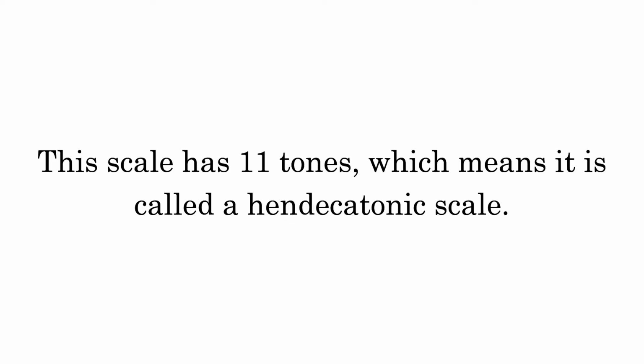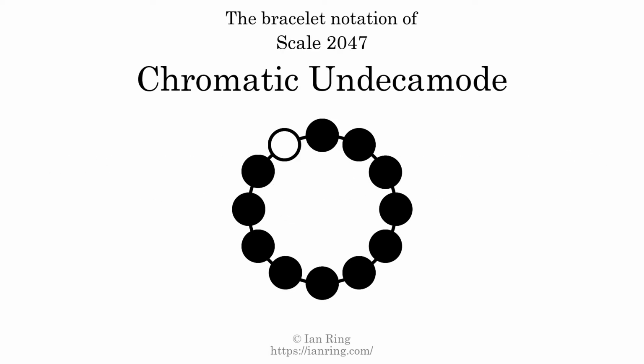This scale has 11 tones, which means it is called a hendecatonic scale. This is a bracelet notation diagram of scale 2047. The shaded circles represent tones that appear in the scale, and they are read clockwise, starting at the top.